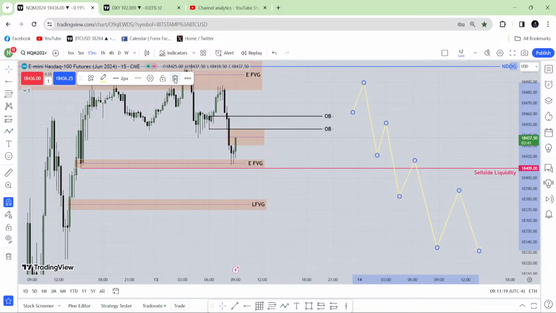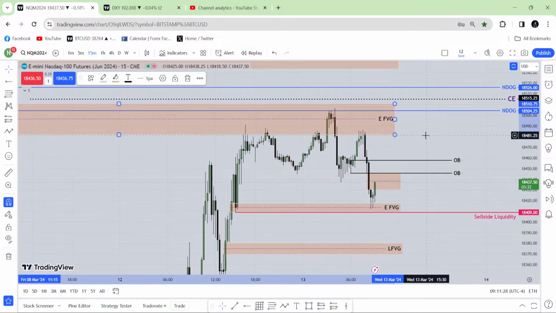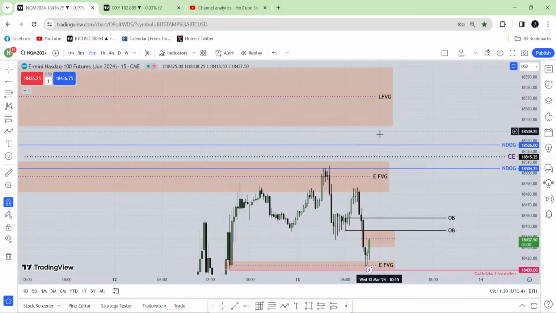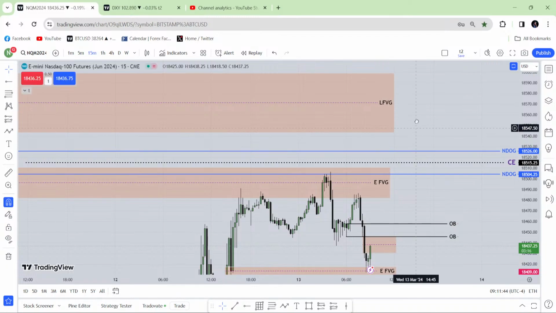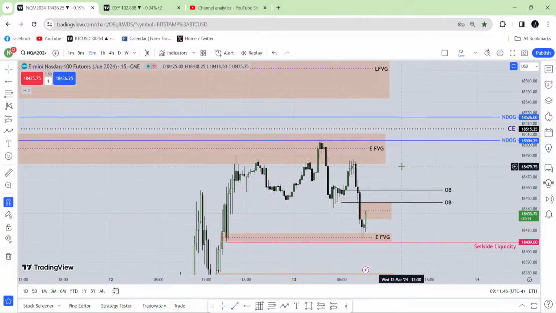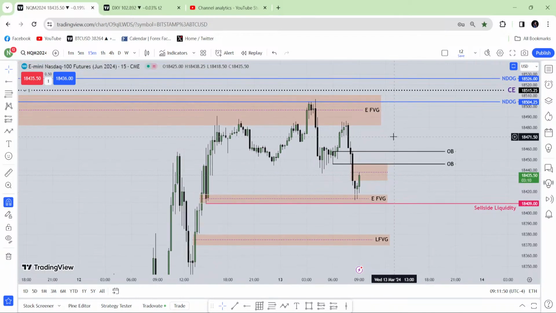That's my expectation. When will I change my bias? If I see this area, this entry fair value gap and the new day opening gap is broken, the market came here and stopped over there, then I will go for a buy for a small portion of the area, like until here, 18 handles, just 18 handles. If I get an opportunity to take a buy, I will take that 18 handle buy. Otherwise, I'll let it go today. I'm not interested in taking a buy here.